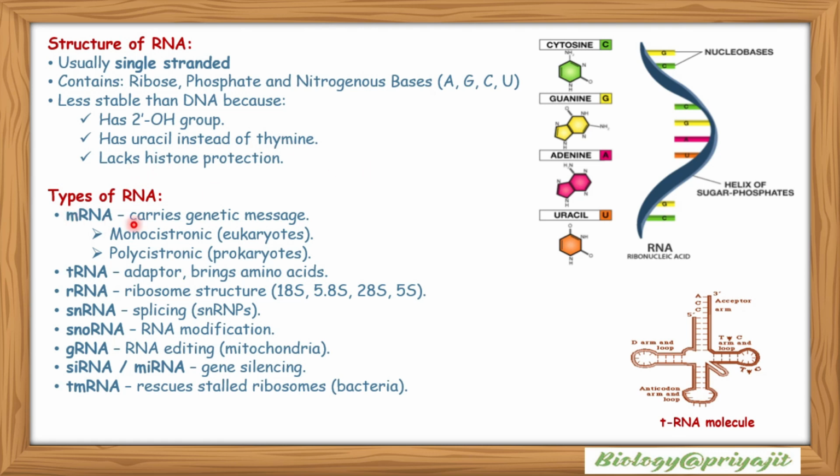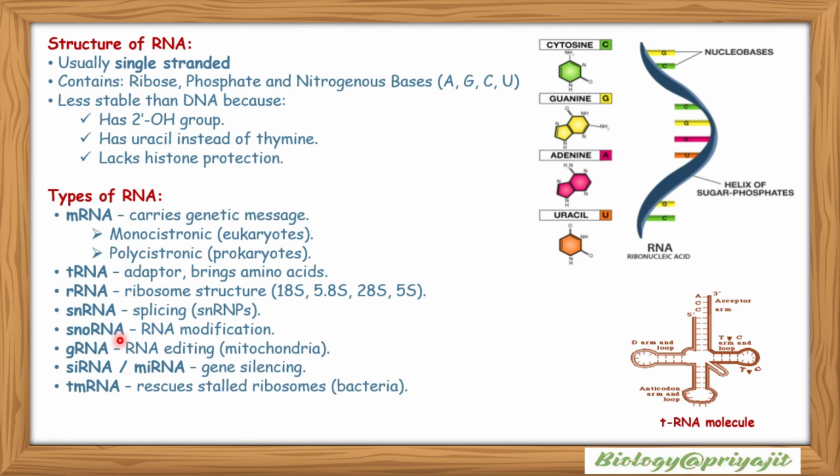So, the types of RNA. The first one is mRNA, which carries genetic information and acts as messenger RNA. It can be of two types: monocistronic, found in eukaryotes, and polycistronic, found in prokaryotes. tRNA is an adapter molecule that brings amino acids. rRNA is a ribosome structure, 18S, 5.8S, 28S and 5S.